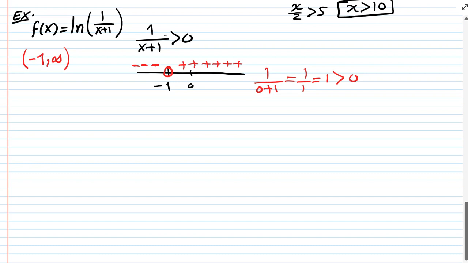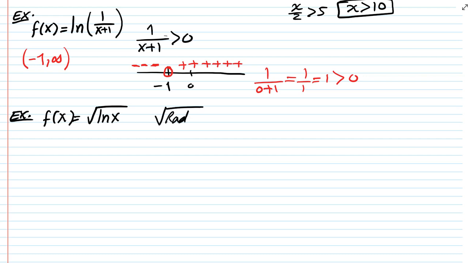Let's try another domain. Let's say for this one, I have f of x equals the square root of the natural log of x. Now for this one, we have to think about two things. One is for any square root, the radicand must be positive, right? The radicand has to be greater than or equal to 0. So in other words, we say ln of x has to be greater than or equal to 0.